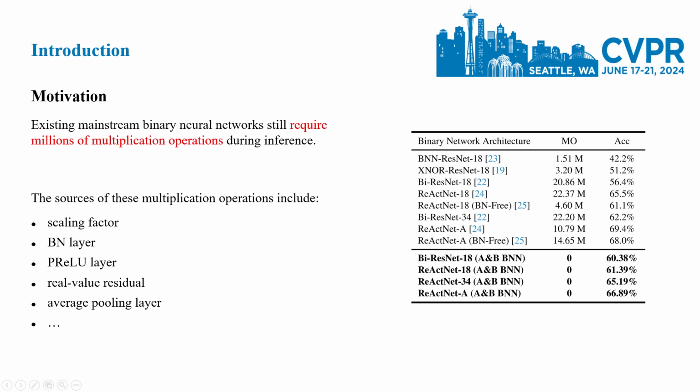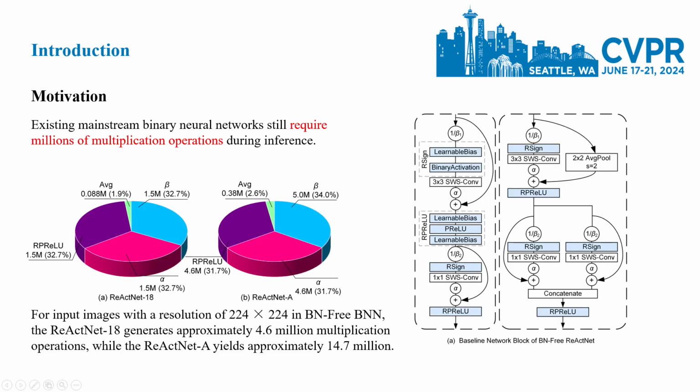The sources of these multiplication operations include scaling factor, BN layer, RPReLU layer, real value residual, average pooling layer, and so on. A key to eliminating multiplication operations is to remove the BN layer. BN-free BNN applies the normalizer-free technology to the BNN field. For input images with a resolution of 224 times 224 in BN-free BNN, the RLeakyReLU 18 generates approximately 5 million multiplication operations, while the RLeakyReLU A yields approximately 15 million.